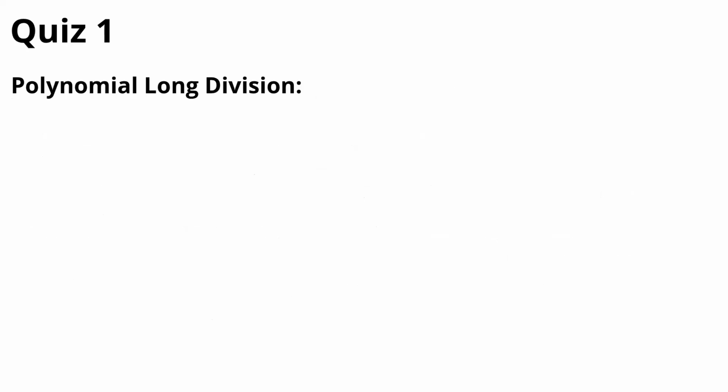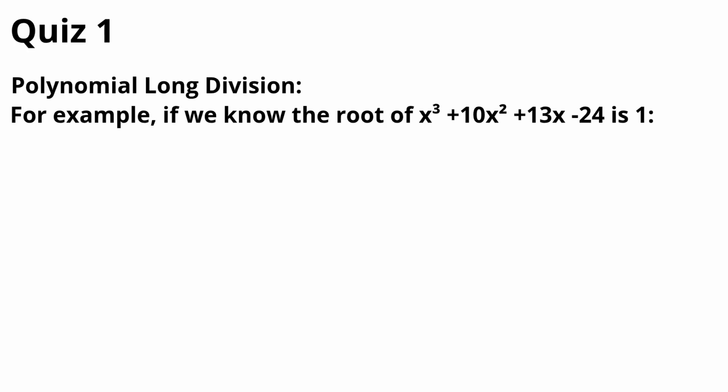Now, on to polynomial long division. If we know one root of a polynomial, then we can do long division to factor the function. For example, if we know that the root of x to the 3 plus 10x squared plus 13x minus 24 is 1, then we can use the corresponding factor x minus 1 to divide this polynomial to factor it.